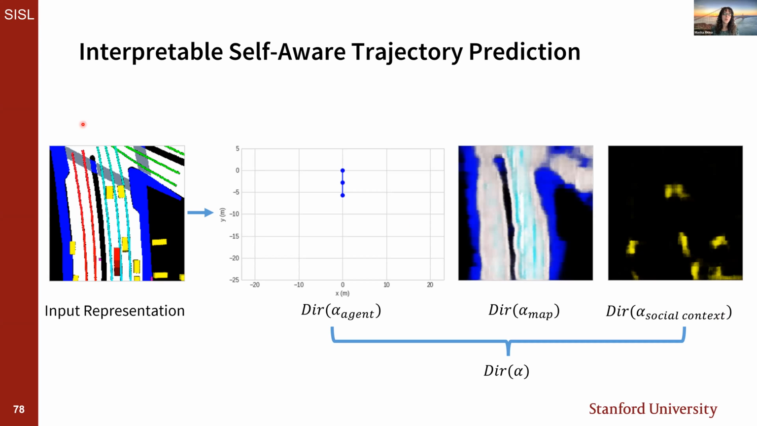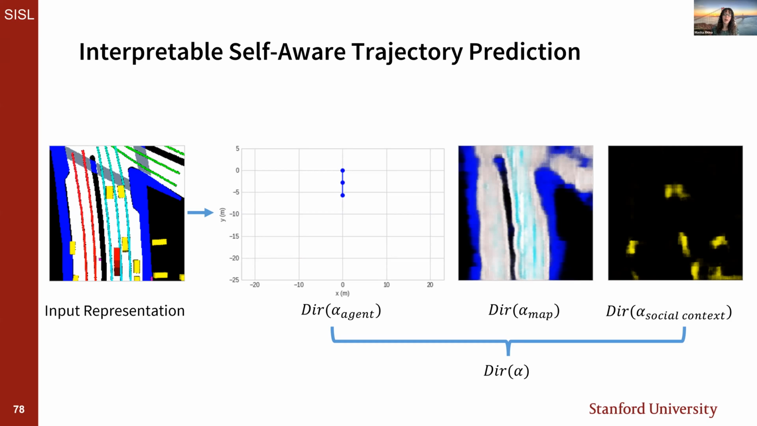The encoder takes as input the combined representation, which includes the HD map, the social context shown in yellow, and the past trajectory for the agent of interest. The output is 3 Dirichlet distributions over the agent behavior, the map, and the social context in the scene. The latent spaces are self-supervised via decoders for each category, the output of which are shown here.